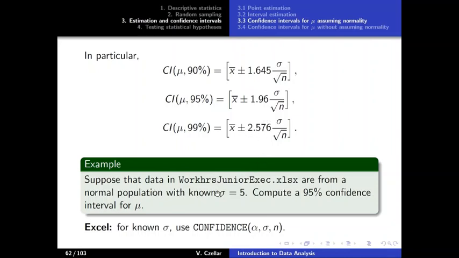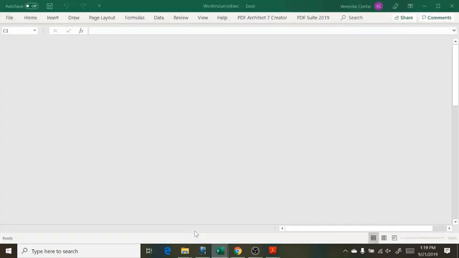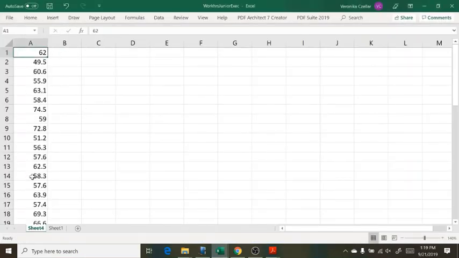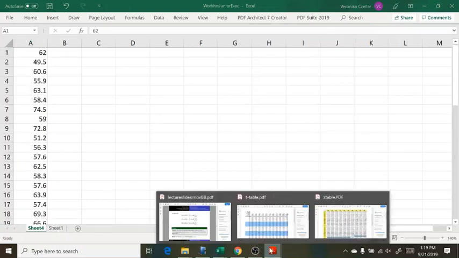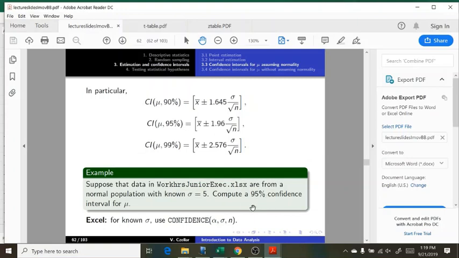So let's consider an example. Here I have a data set, junior exec. It's available on the course website, and let's open it. This is how it looks. And what are these numbers? These are weekly working hours of junior executives. We have in total 50 observations. And I would like to calculate the 95% confidence interval for mu by assuming that sigma is equal to 5.